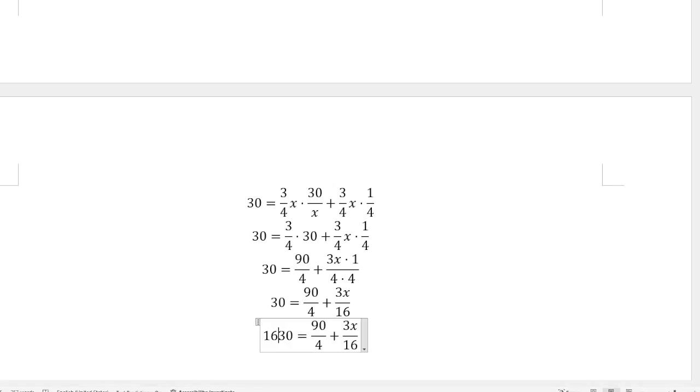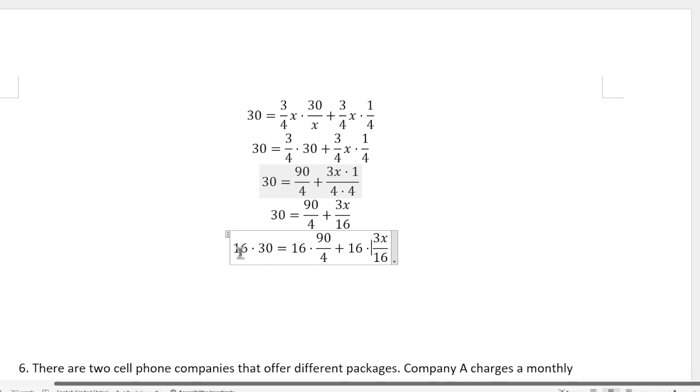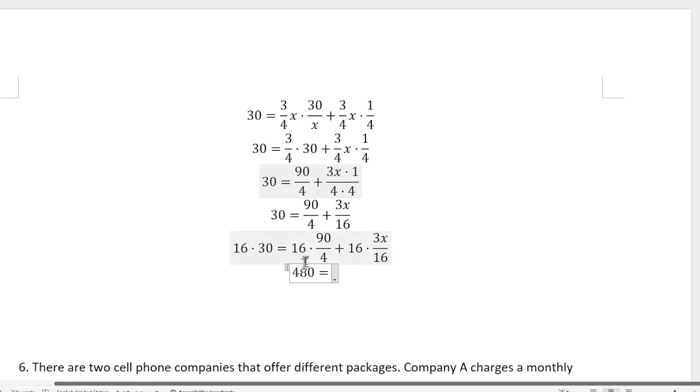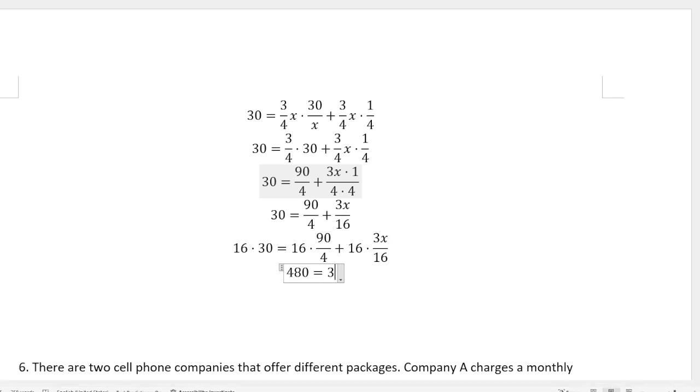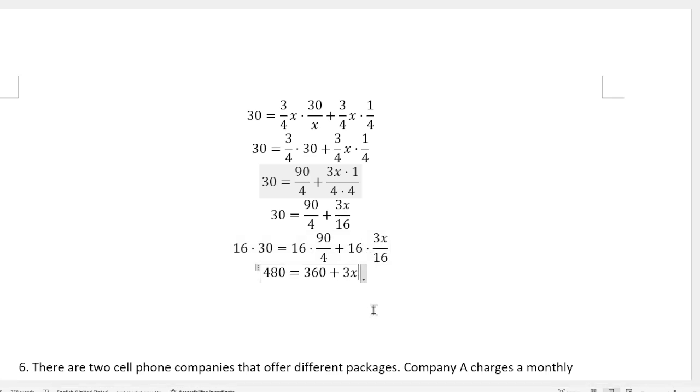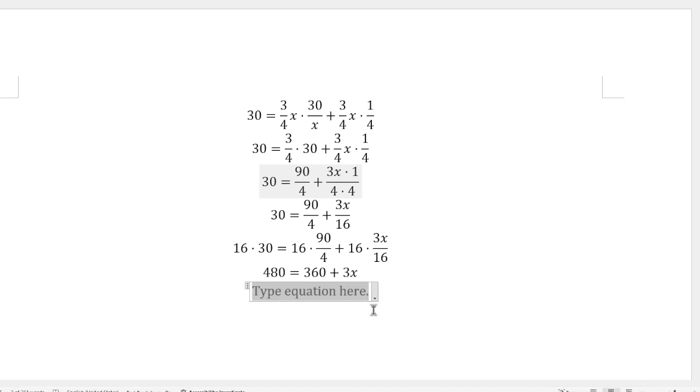So I'll be doing 16 times 30, and then 16 times 90 over 4, and 16 times 3 over 16. 16 times 30 is 480. 16 divided by 4 is 4. 4 times 9 is 360. And then this 16 is going to cancel this 16, so you're only going to have 3x. Okay, that works. That's nice.